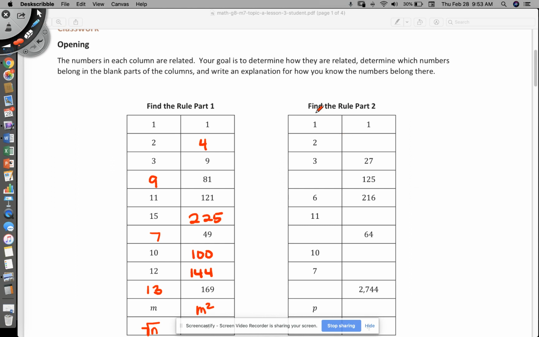All right, now this one here, we're gonna do our cubes, which means all of these are going to be to the third power, all right? Not times 3, but to the third power. So 1 times 1 times 1 gives me 1. This is 2 times 2 times 2 gives me 8. 3 times 3 times 3 gives me 27. If I did the cube root of 125, I'm looking for a number that I multiply by itself 3 times. And that would be 5. 5 times 5 times 5 gives me 125. And 6 times 6 times 6 gives me 216.